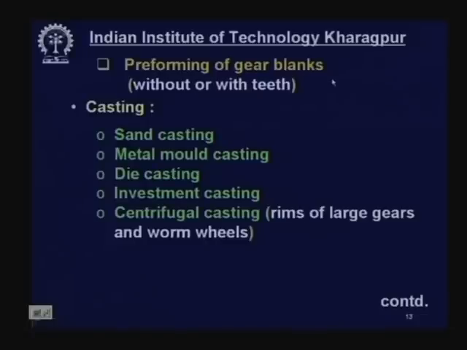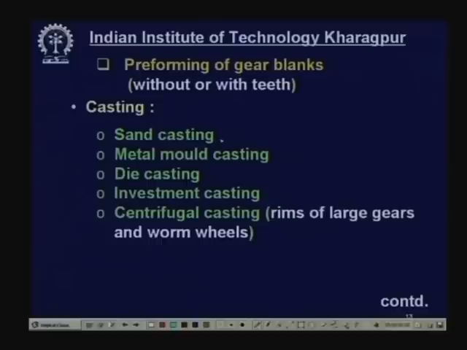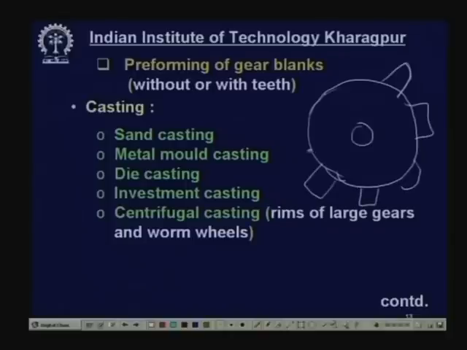Now, the preforming of gear blanks without or with teeth. Say sand casting, what is done? Large gear blanks of this type are produced by sand casting. Sand casting is employed for large cast iron or maybe steel gears, which are not very accurate, and sometimes it is produced also with teeth, but these teeth are very inaccurate and are not used for precision work like machine tools. They can be used for jute industries or tea industries or cement industries where it can be accepted.